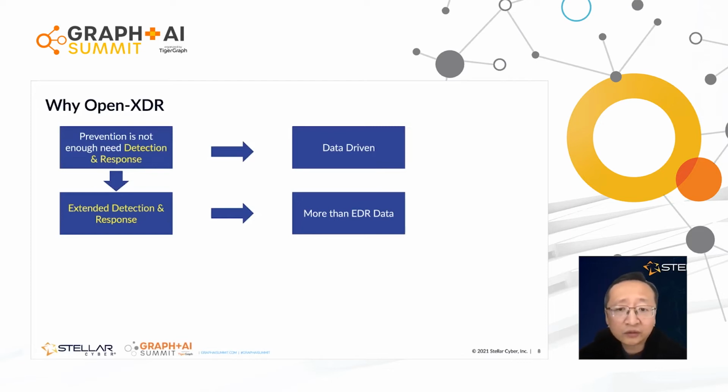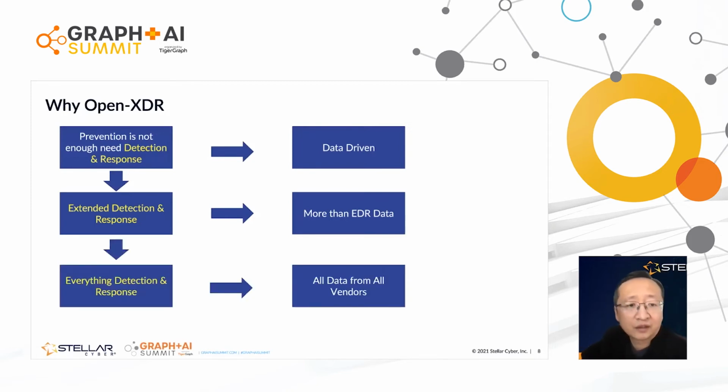But in their definition, the other data means the same vendor's data, meaning all of Palo Alto's tools can work together in harmony to offer protection. It is good. But on the other side, it is also not enough. Fundamentally, at Stellar Cyber, we want to push it to the extreme. We want to call it everything detection response, to redefine XDR in a broader scope. That requires all the data from all the vendors to be ingested. That's why we need an open ecosystem.